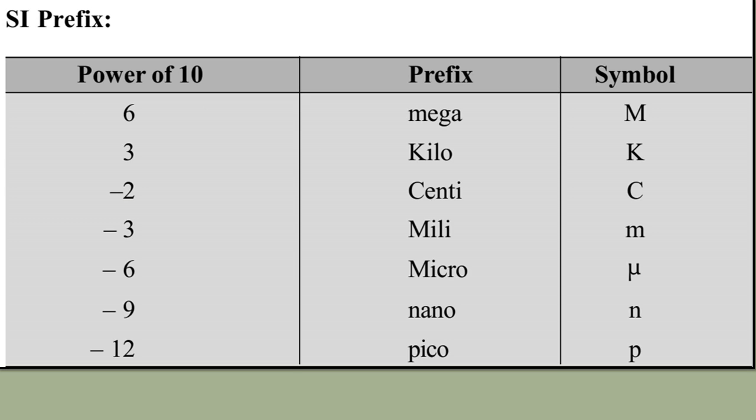Then SI prefixes. What is meant by mega? If mega is there, the symbol is capital M, power raised to 6. Kilo, power raised to 3. Centi, power raised to -2. Milli, power raised to -3. Micro, -6. 10 raised to power -9 is nano, and for pico, power raised to -12.